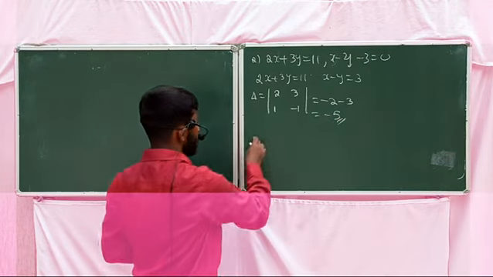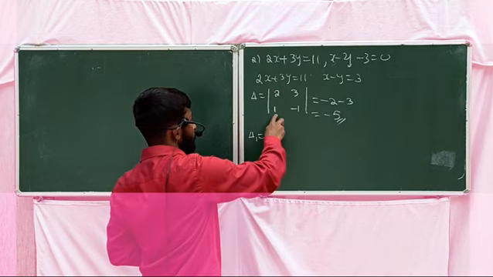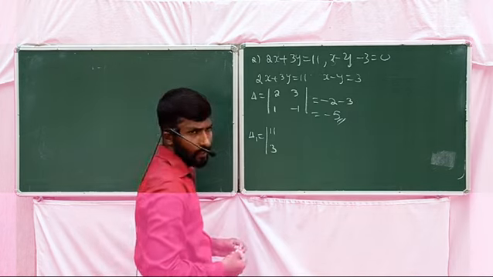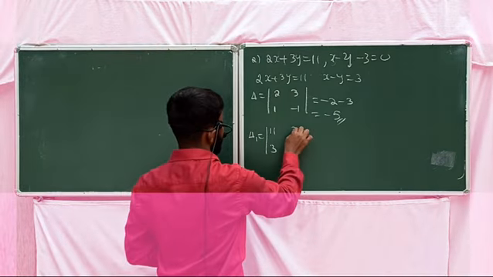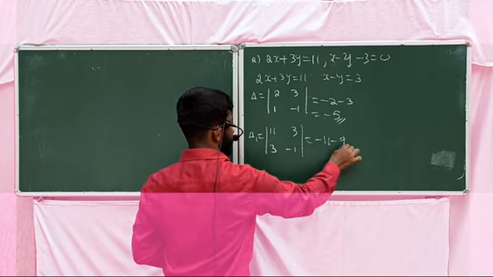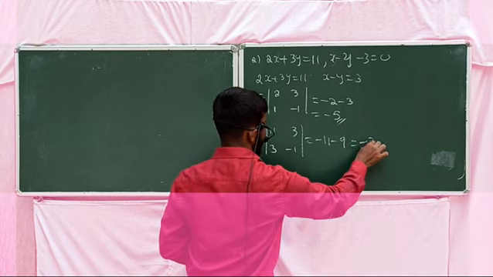Then delta 1 is equal to, what's the procedure? Replace column 1 with the constant terms 11 and 3. What's the coefficient of y? 3 minus 1. Calculate minus 11 minus 9, right? Its value is equal to minus 20.